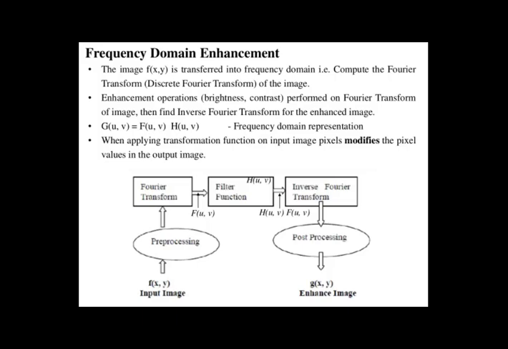To this Fourier transform function F of u v, one filter function H of u comma v is applied. Now we get the product as G of u comma v. For this G of u v, we apply the inverse Fourier transform and we get the enhanced image. After the inverse Fourier transform, we do post-processing of the image, and thus we get the enhanced image g of x y.